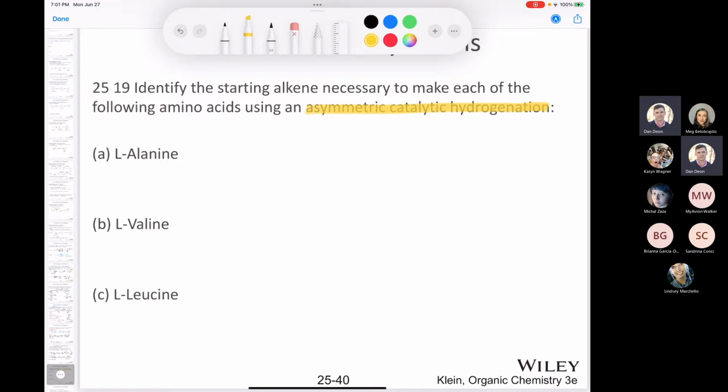So let's say you want to make L-alanine. If it's the L isomer, that means the amino group is going to be pointing out like this, okay? So I like to draw them in this orientation. What that means is that your starting material is going to have a double bond here, and that's where you do the asymmetric hydrogenation. So you have your NH, and it's protected as an acetal.